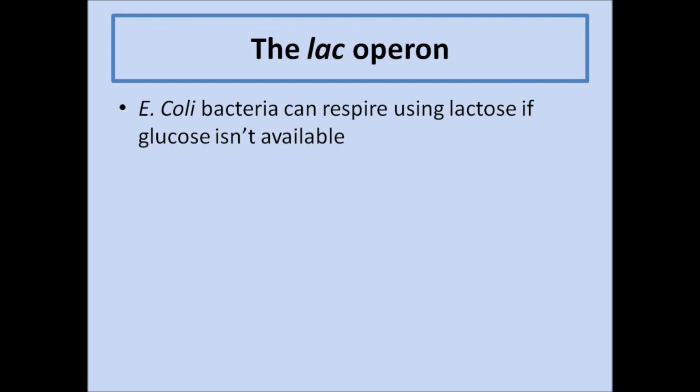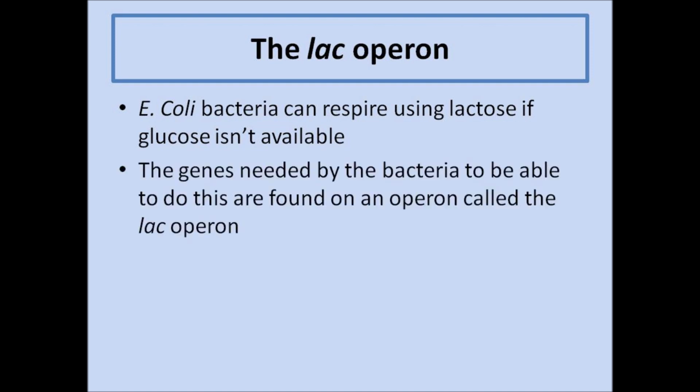Now we're talking about E. coli, which is a bacteria. Now this bacteria can respire using lactose if glucose isn't available. The important thing is that the genes needed by the bacteria to be able to respire using lactose are found on an operon, and that operon is called the Lac Operon. Now remember, an operon is just a section of DNA, and it's controlling structural genes all transcribed together, as well as the control elements and sometimes a regulatory gene.